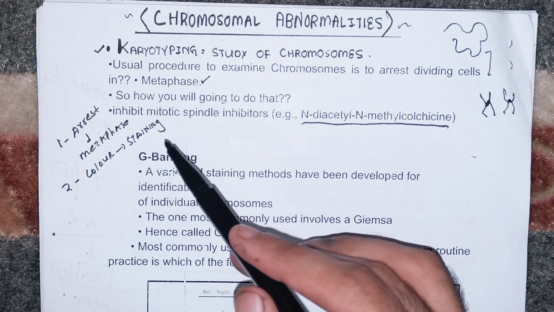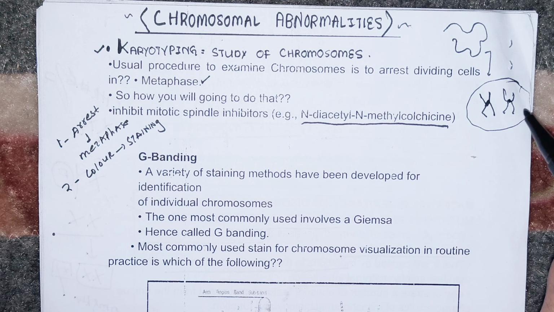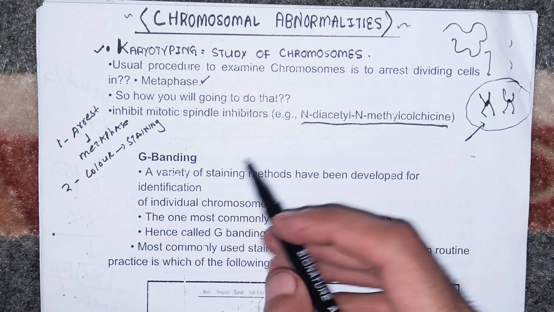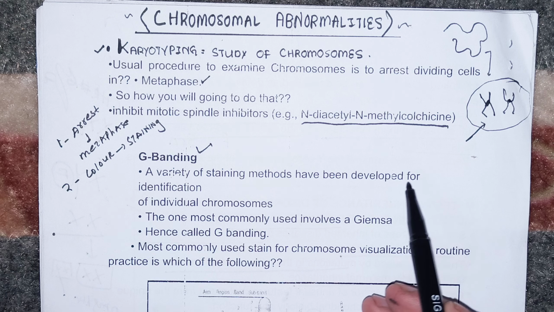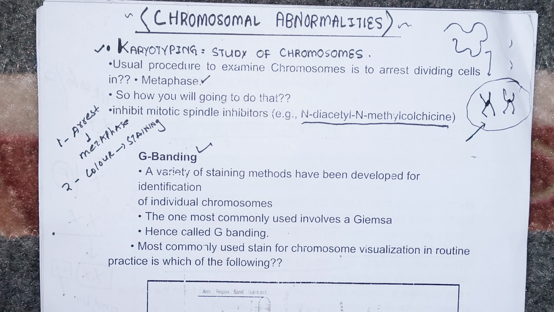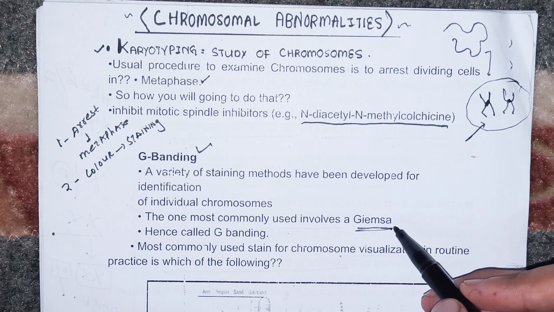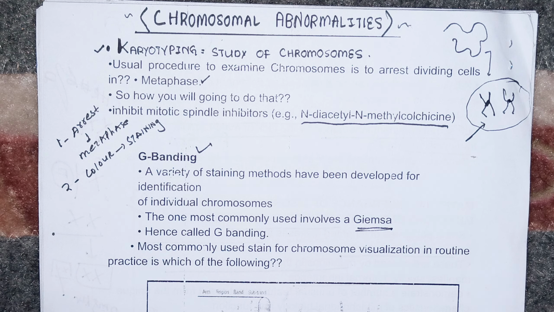And the number two step is to color. You have arrested the chromosomes this way. Now stain them. Now provide some color. That is called G banding. A variety of staining methods have been developed for identification of the individual chromosomes, by the way, but the most commonly used is Giemsa staining. Giemsa stain can be used to color these chromosomes to have better visualization. But why do we call it G banding?